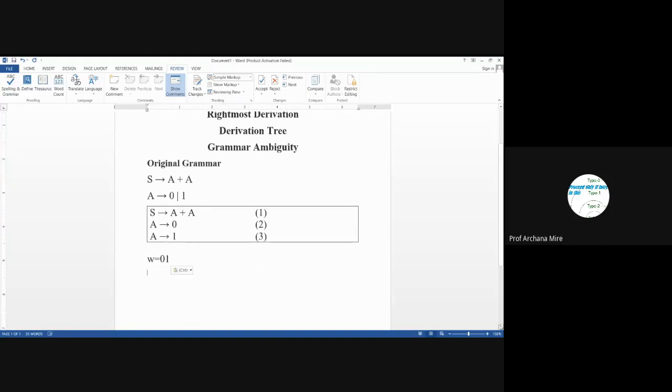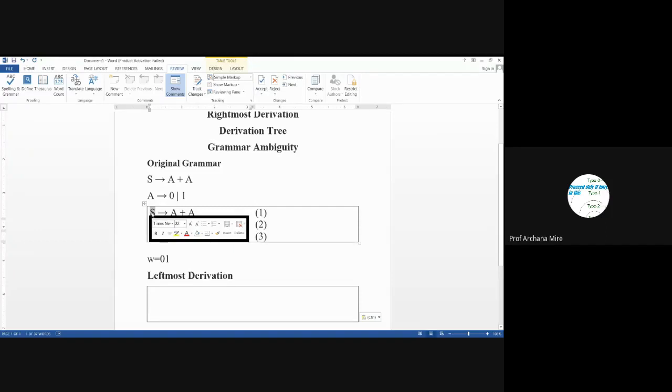So our first approach is leftmost derivation. Let's apply the leftmost derivation approach here. What do we do in the leftmost derivation approach? We start the derivation from the first rule, the rule which starts from the starting symbol S. So we will apply this first production rule, S leads to A plus A. That is, we are using production rule number 1 here.